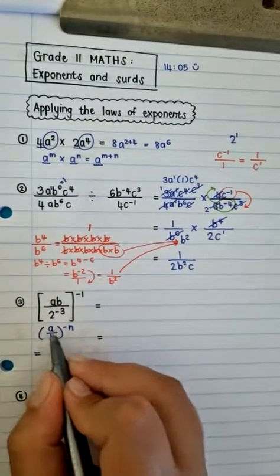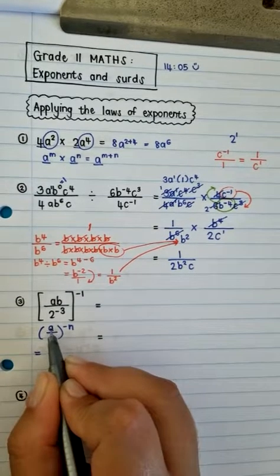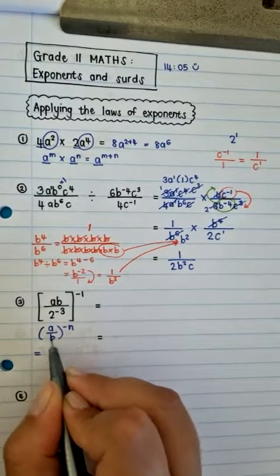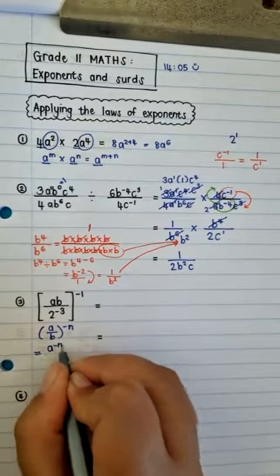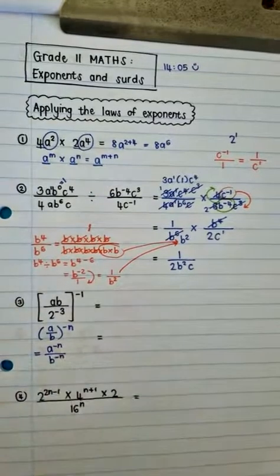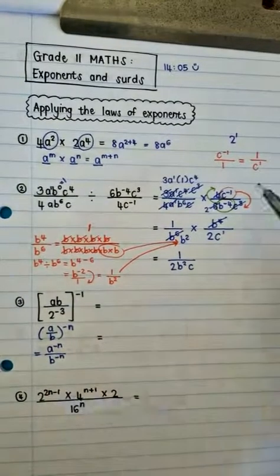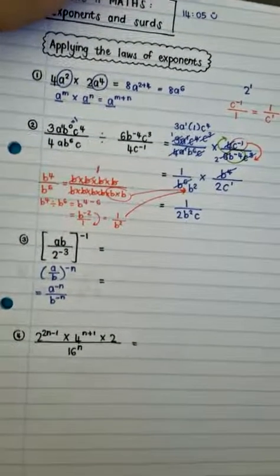then what you can do here is you can say that when you have a fraction raised to any exponent, you have to raise the numerator to that exponent and the denominator to that exponent. So a will then be raised to negative n, and b will be raised to negative n. But what did we just discuss? I just want to see if this is still on the screen. Let me just move it up a bit.